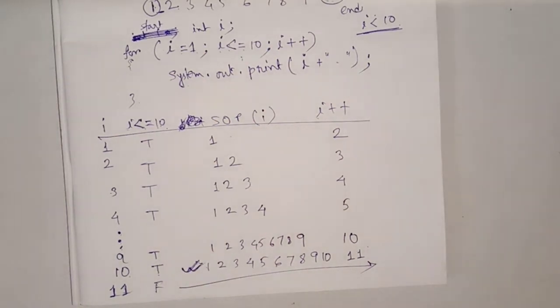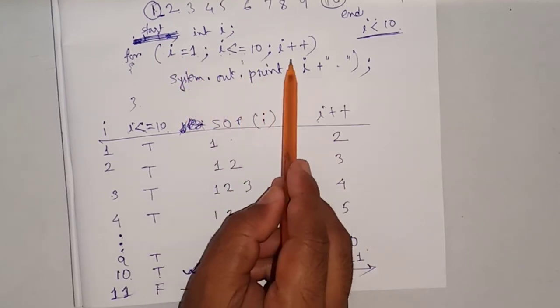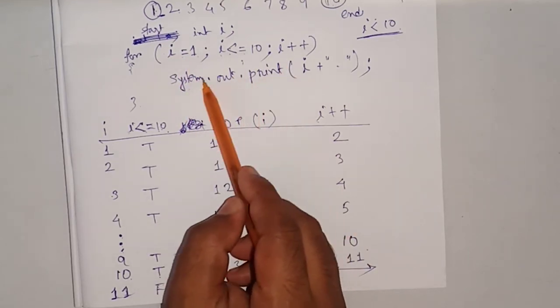Okay, this way we are doing the for loop calculation. This is a for loop. The starting value, condition, ending value, then print. See, starting value, condition, increment or decrement, then we print.